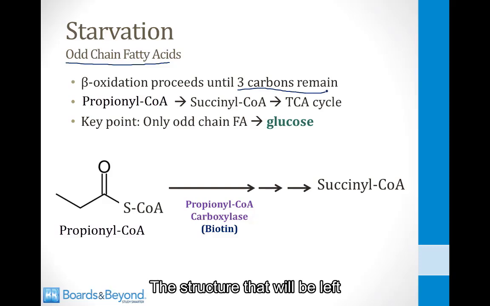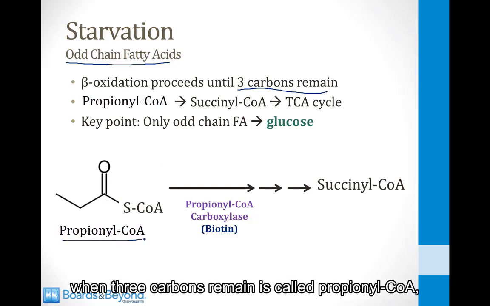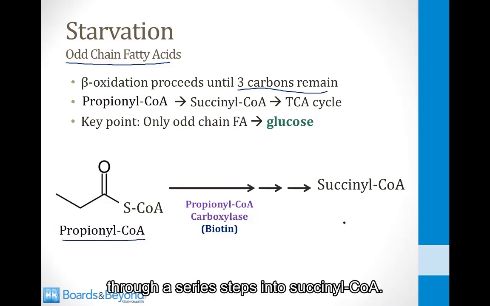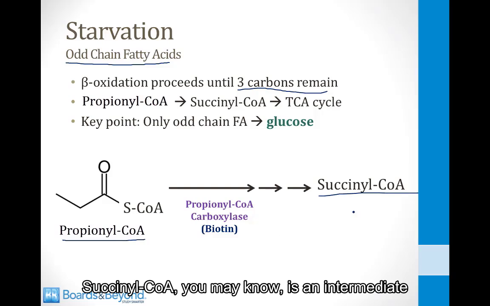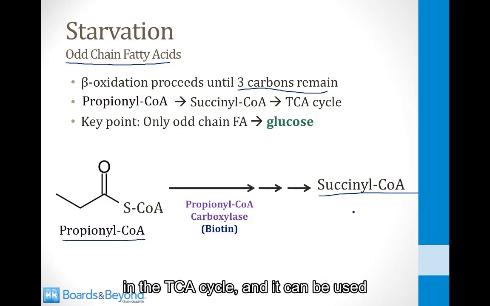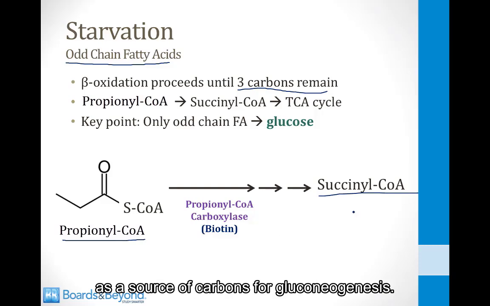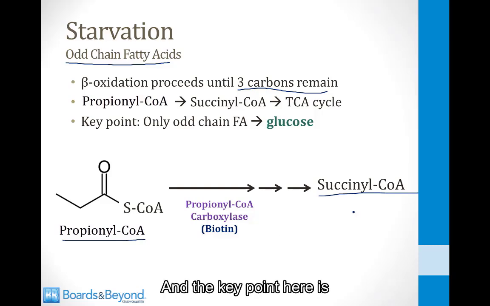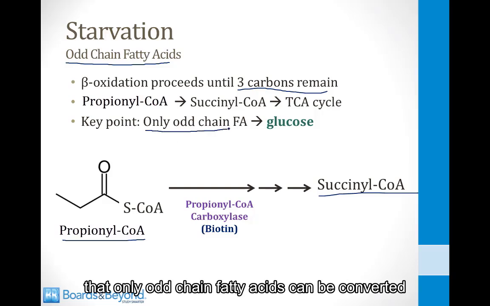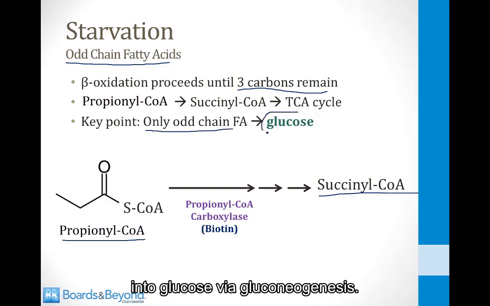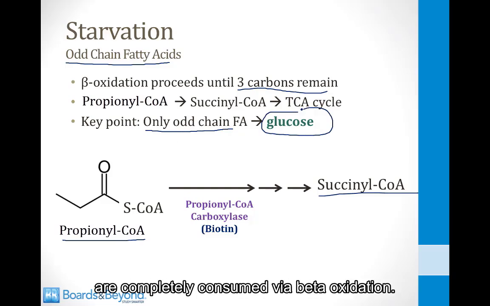The structure that will be left when 3 carbons remain is called propionyl-CoA, and this can be converted through a series of steps into succinyl-CoA. Succinyl-CoA, you may know, is an intermediate in the TCA cycle, and it can be used as a source of carbons for gluconeogenesis. And the key point here is that only odd-chain fatty acids can be converted into glucose via gluconeogenesis. That's because even-chain fatty acids are completely consumed via beta oxidation.